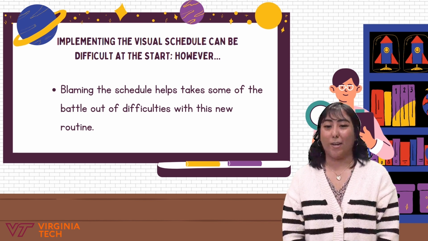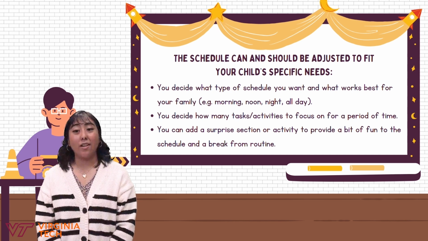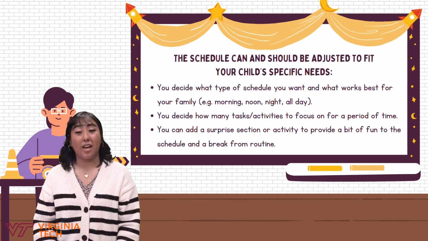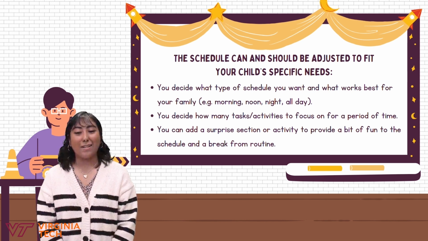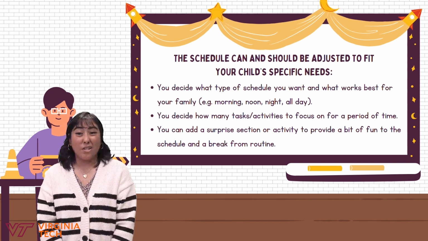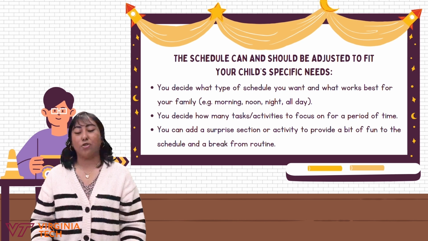That is perfectly okay. And really, that's the best part of this strategy. Visual schedules can and should be adjusted to fit your child's specific needs. You decide what type of schedule you want, whether that means how many tasks are represented at any given time, or choosing which tasks to present for a specific period of time, such as only showing morning tasks and then switching over to afternoon tasks. You can also add in a surprise section or activity that serves as a placeholder for some new ideas you have or activities you want to try, and this can provide a bit of fun to the schedule and a break from a more rigid structure.